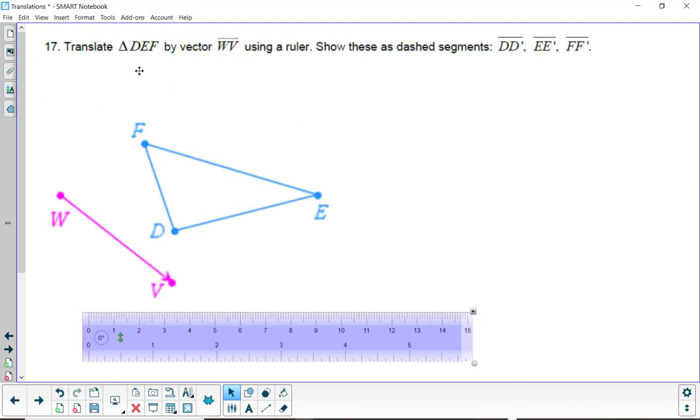And the final exercise is to translate a triangle by a vector using a ruler, that is by hand, not using the technology. So we're hoping that you could use the facts that you've learned to be able to translate that triangle by a vector. So please pause the video, give it your best shot, come back and see how you did.